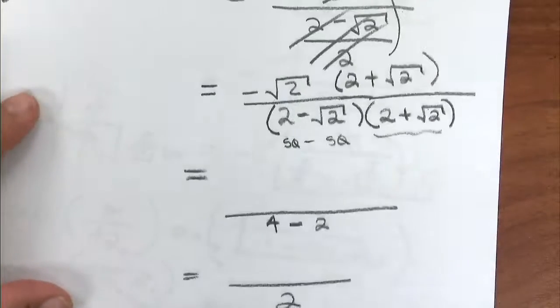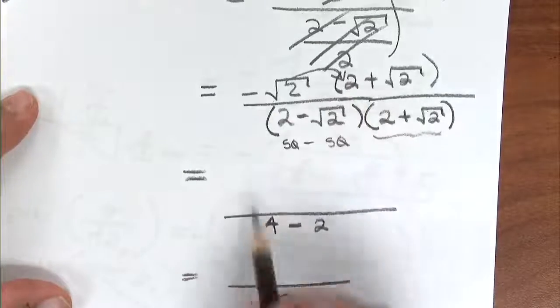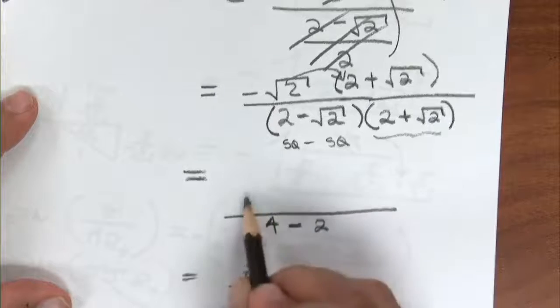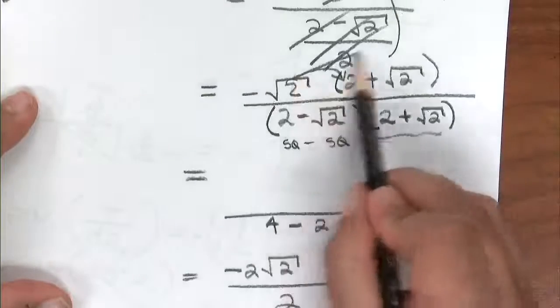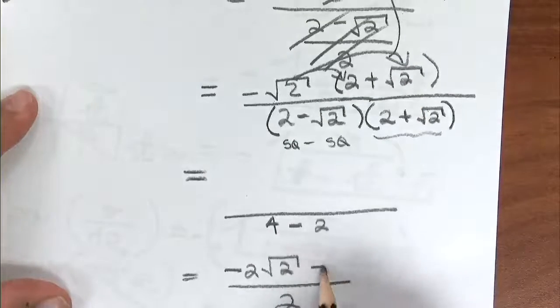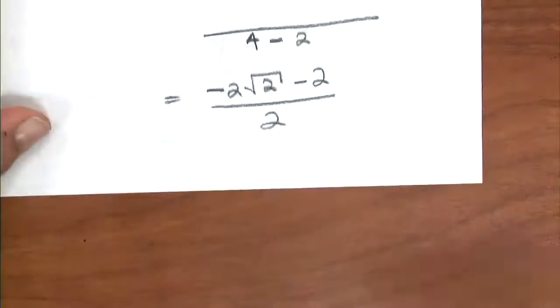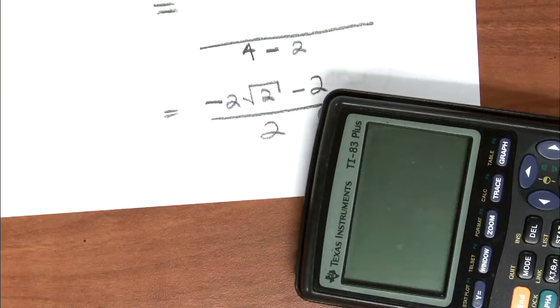The top, you're going to distribute. So it's 2 times square root of 2 with a negative, and then square root of 2 times square root of 2, which is 2, but there is a negative. And one more step to complete the annoyance. What number goes into every single one of these coefficients? This, this, and this. In other words, what number goes into all the numbers that are not underneath a radical? 2.